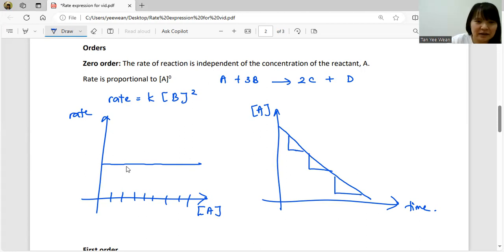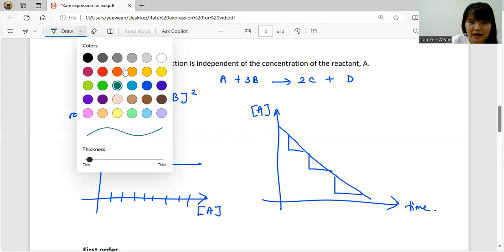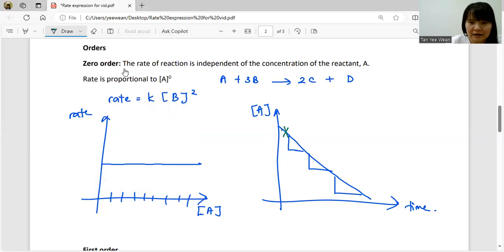So it's something like this: at a high concentration, the gradient is this. At a slightly lower concentration, the gradient is still that. At a lower concentration, the gradient is still that. And if I go lower, the gradient is still the same. Okay, that's what it means. So this is if rate is not dependent on the concentration of one of these reactants.